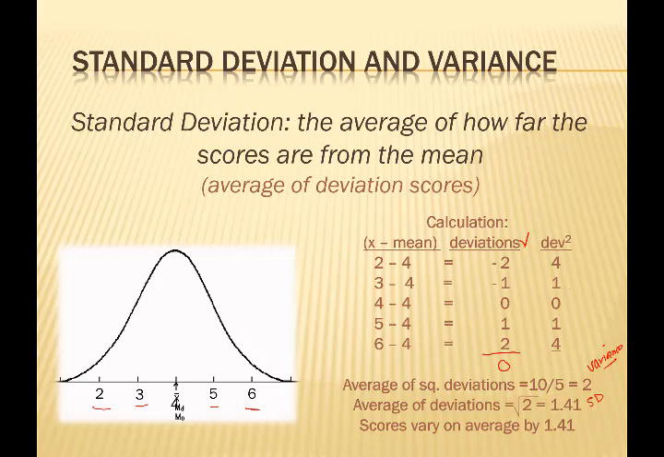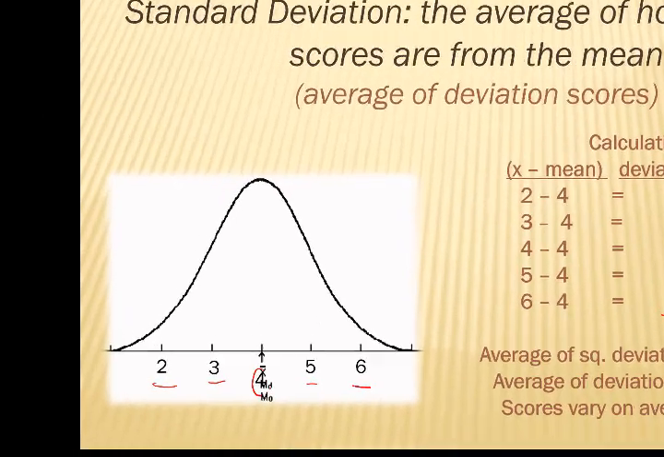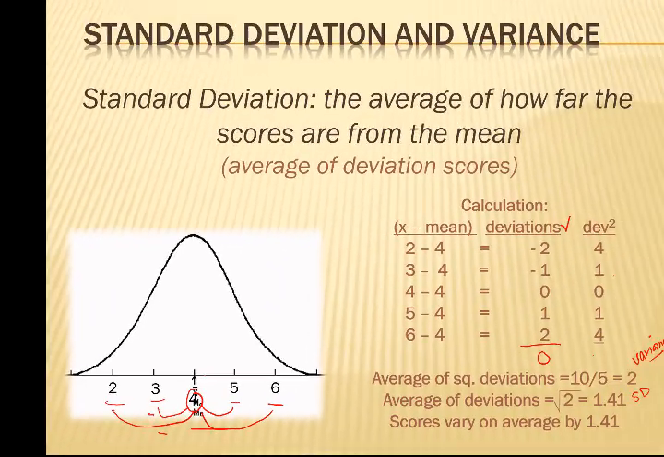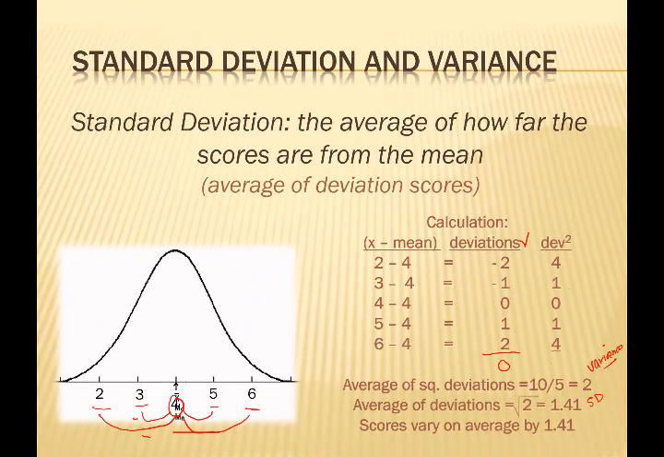Okay? And that seems to make sense because you have one score of 4 that's away from the mean by 1 point, another one away from the mean by another, and then these are all negative deviations, and then you have one score away from the mean by 1 point, and one score away from the mean by 2 points, and you have one score right in the middle. So that kind of averages out to about 1.41. And so that's how we calculate the standard deviation.